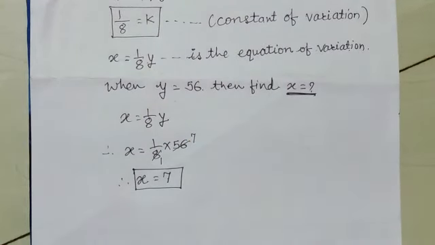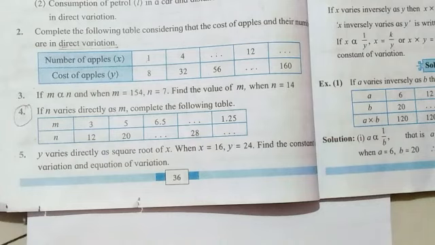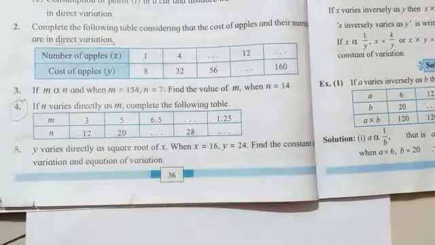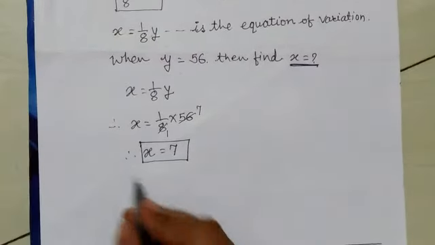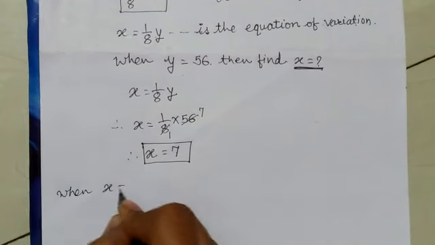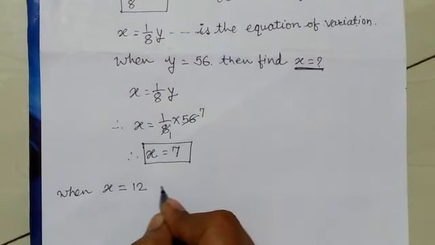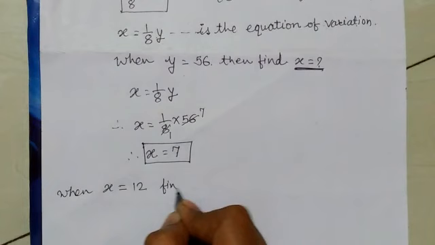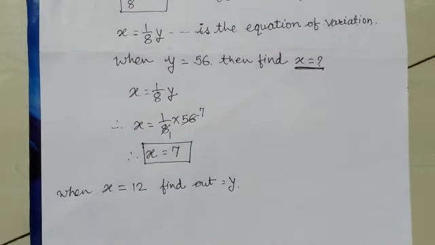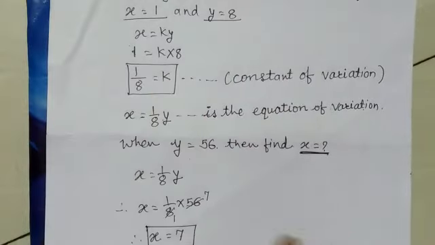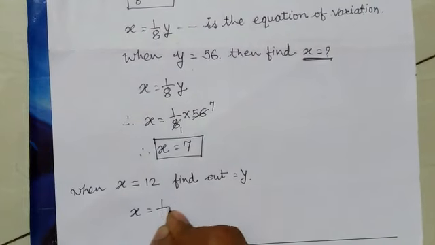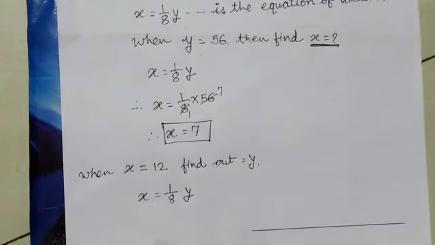Now students, let's go with the second fill in the blanks. The number of apples is given as 12. We have to find the cost. So the number of apples, it means x, when x is equal to 12, we have to find out y. Again we are going to use the same equation, x is equal to 1 upon 8 y.